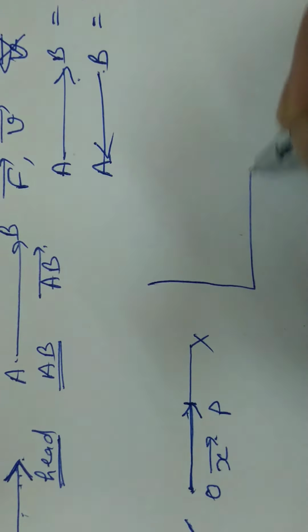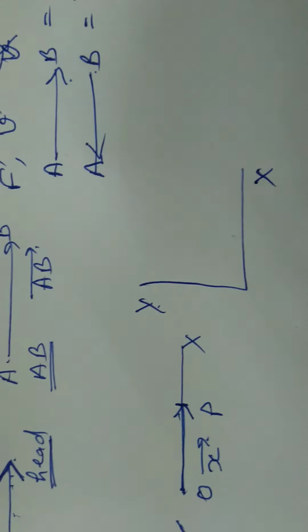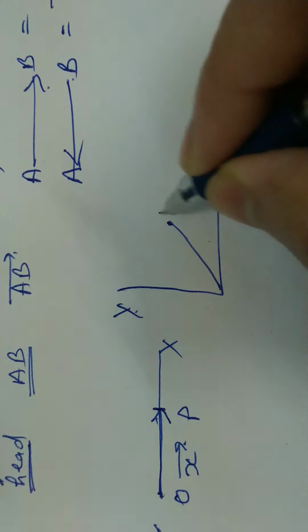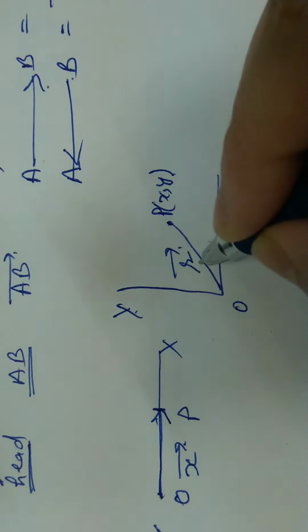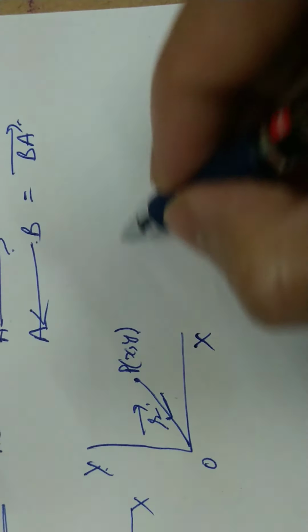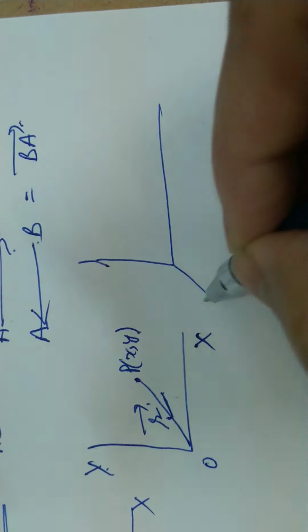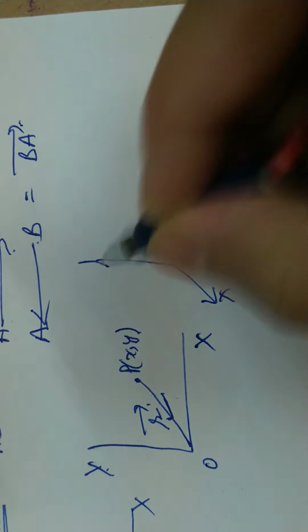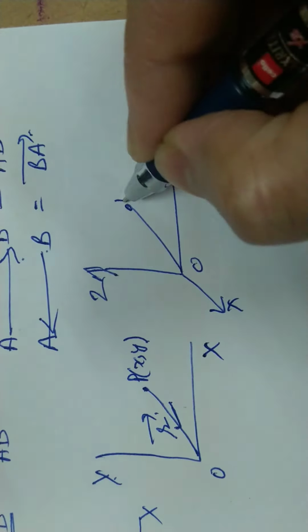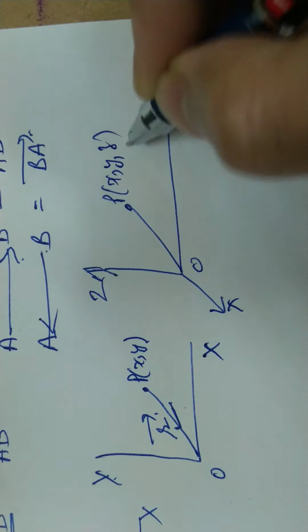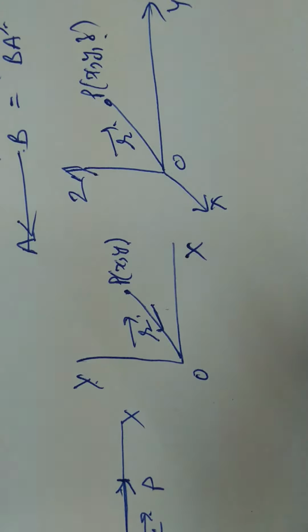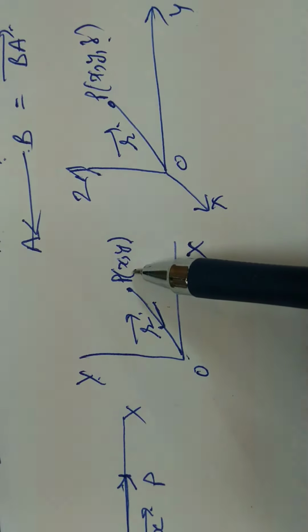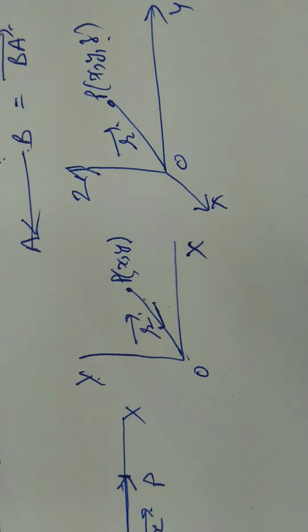In two dimensional motion, with x and y axes, this is the point P with x, y coordinates and O the origin, and this is called the position vector. In three dimensions it can be shown like this: x with origin, y, z, again the point P with coordinates x, y, z, and it is again the position vector, represented with R. The position vector gives the straight line distance from the origin and the direction from the origin.